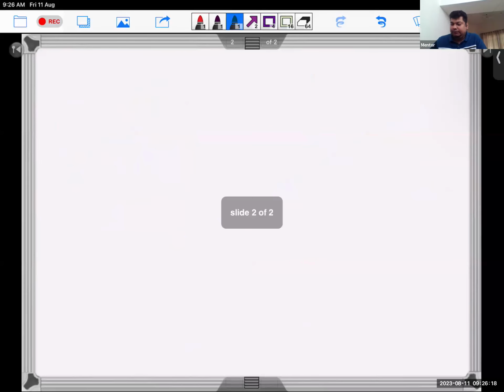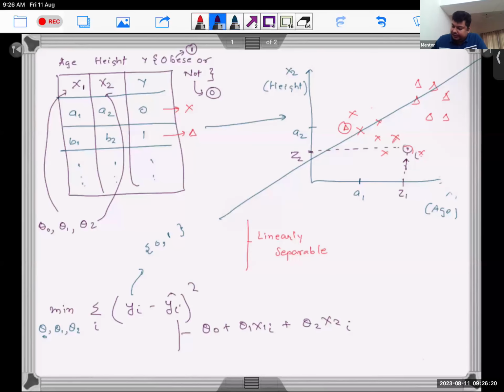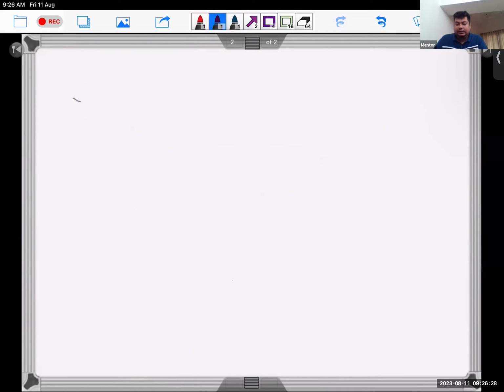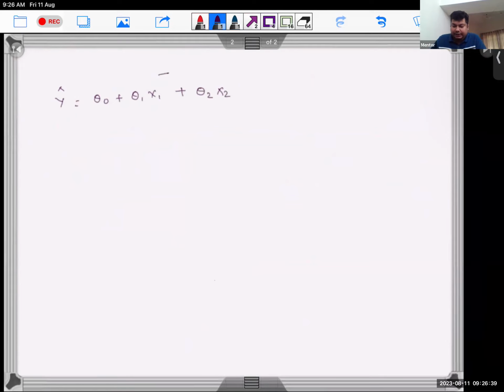So I'm going to give you a point. Let's say this is the point which is Z1, Z2. And now I want to know what is my prediction. So what is my equation right now? It's theta naught plus theta 1 x1 plus theta 2 x2. This is the equation that I have, right? I'm going to put Z1 and Z2 in this equation, Z1 in x1 and Z2 in x2. This is what I typically do if I want to predict.